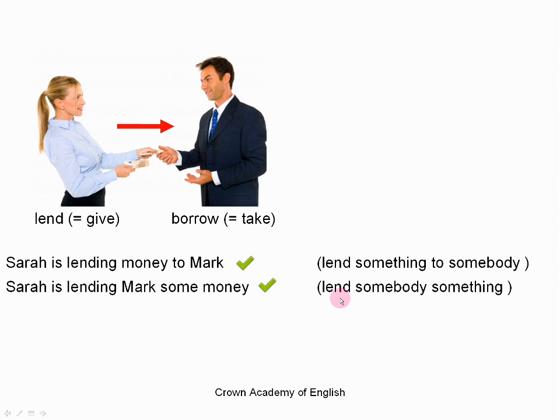And this one is lend somebody something. So if we put the person immediately after the verb lend, then we do not need the word to. We just immediately say the object afterwards. So lending Mark some money. We do not say Sarah is lending to Mark some money. When we say it this way, we do not need to say the word to.